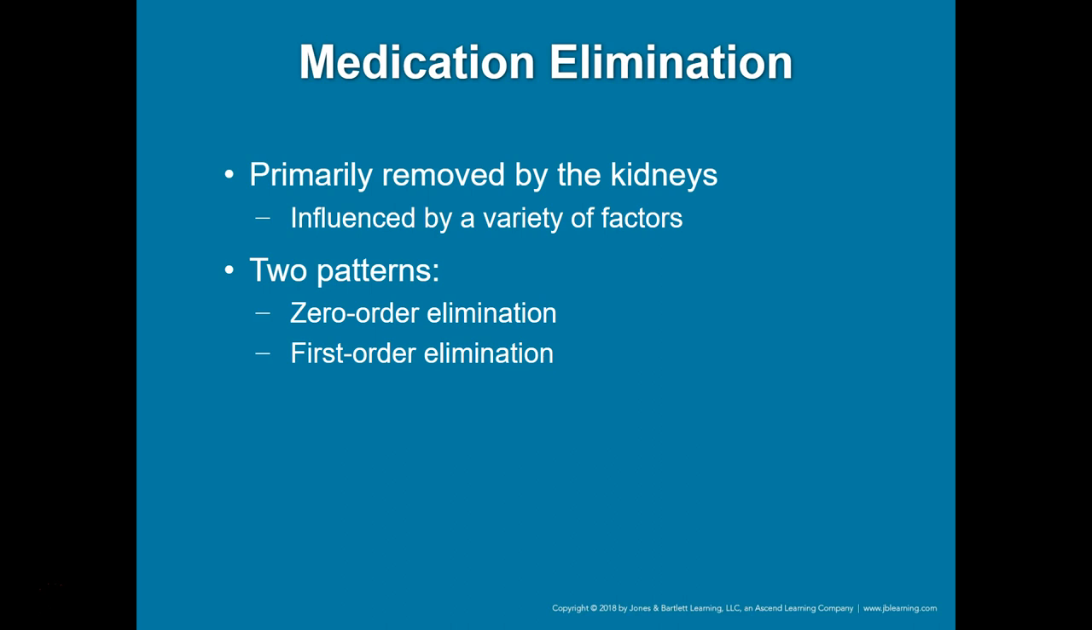You drink 10 beers. The body's able to process and remove one beer per hour. So 10 hours, all the beer's eliminated, all the alcohol's eliminated. Just a rough example, don't take the numbers there specifically. That is zero order elimination.